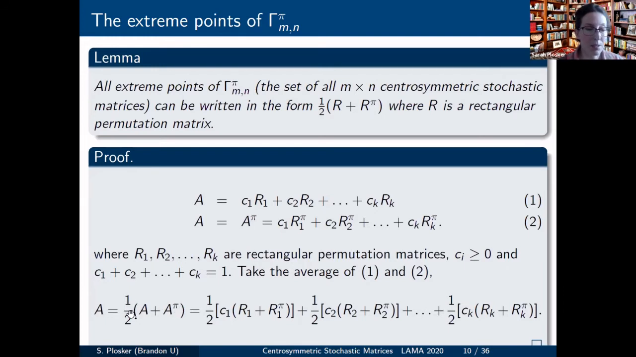And so A is equal to 1/2 (A plus A pi). And so then it's just this convex combination. So the c1, c2, etc. are still the convex coefficients. And now the matrices are 1/2 (R plus R pi), 1/2 (R1 plus R1 pi), 1/2 (R2 plus R2 pi), etc. So this is the form that they have. But we want to say a little bit more in terms of characterizing them.